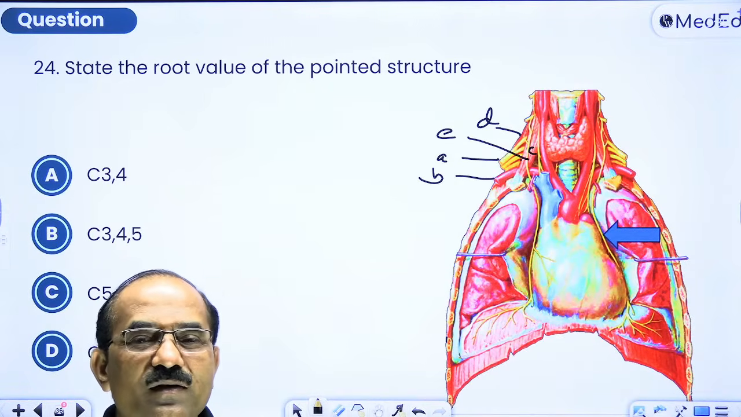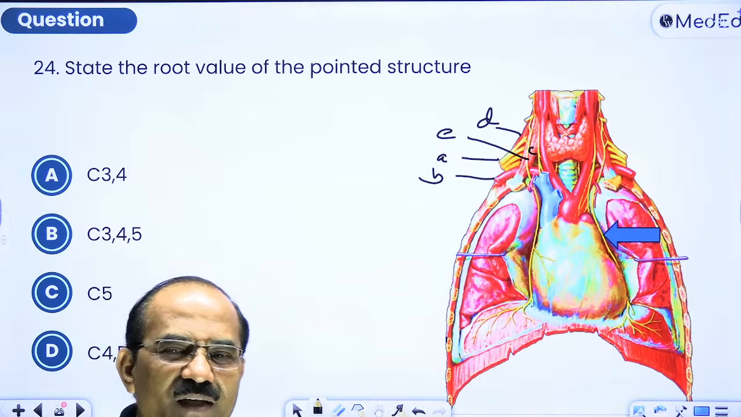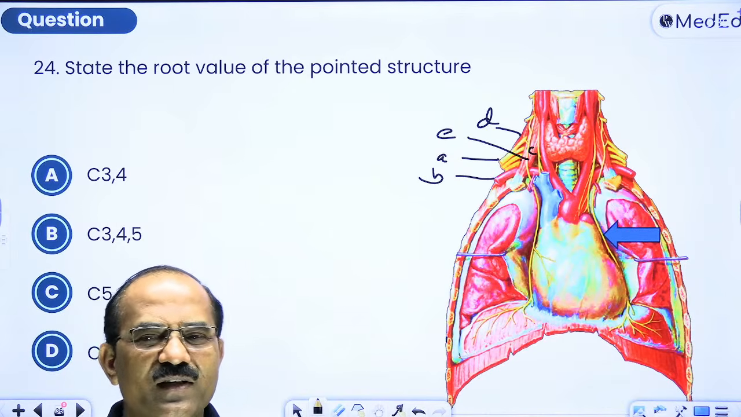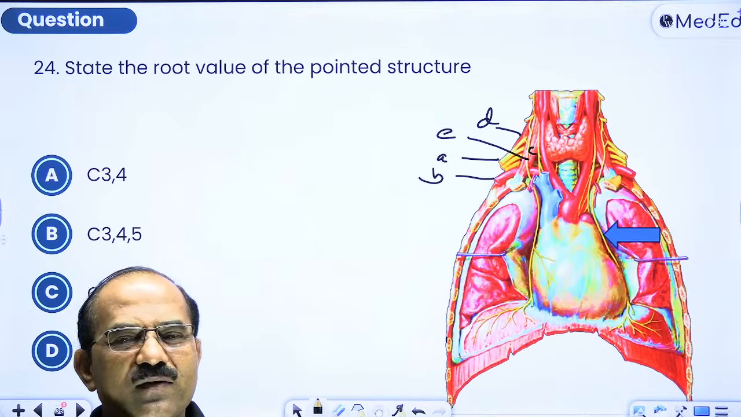Now look at the options. Who is E, who is B, who is C? C is phrenic nerve. Who is D? Who is E? E is phrenic nerve. Who is C? Who is D?